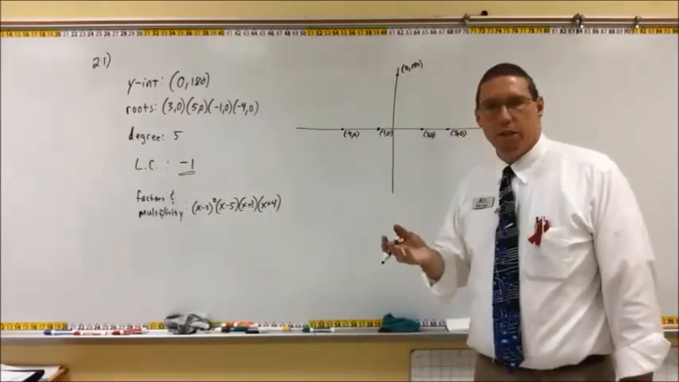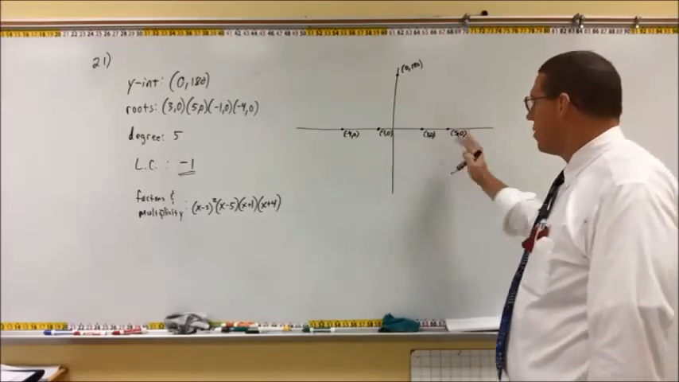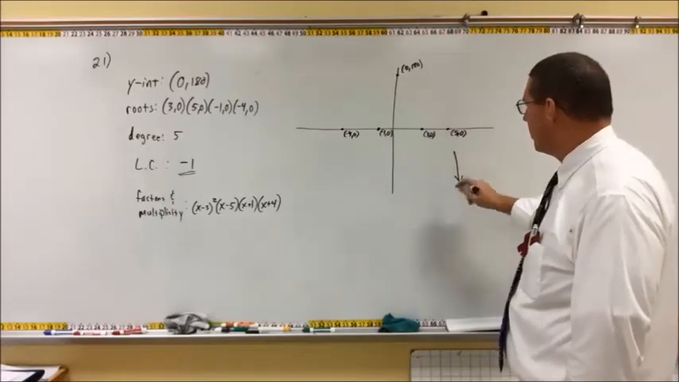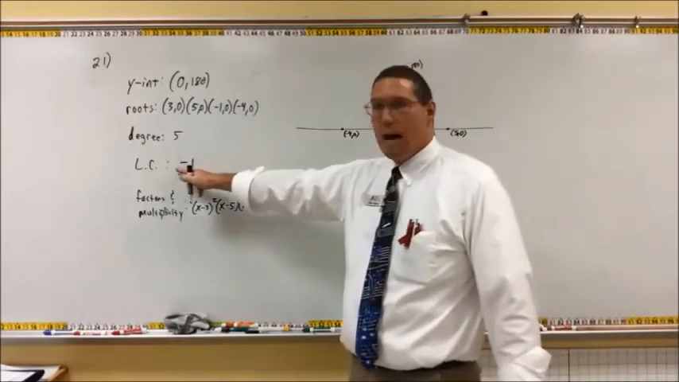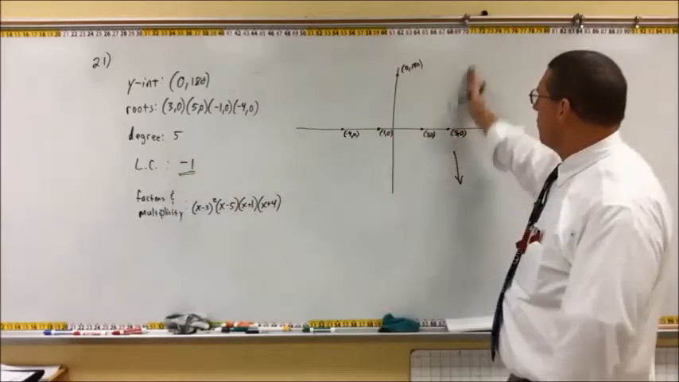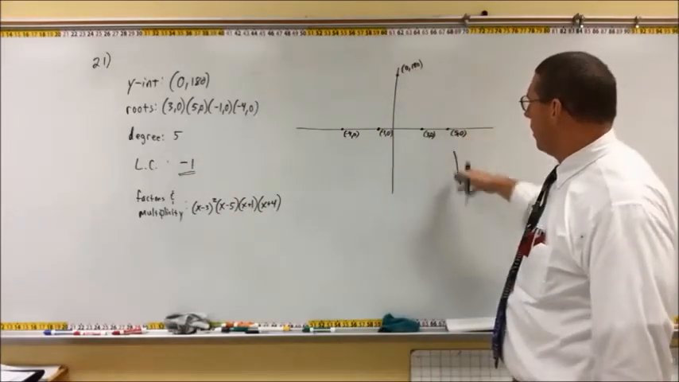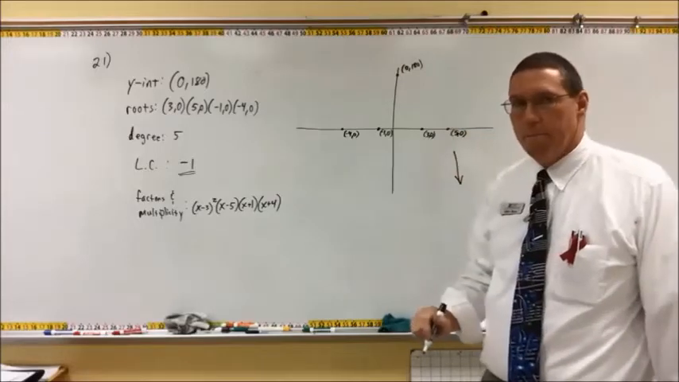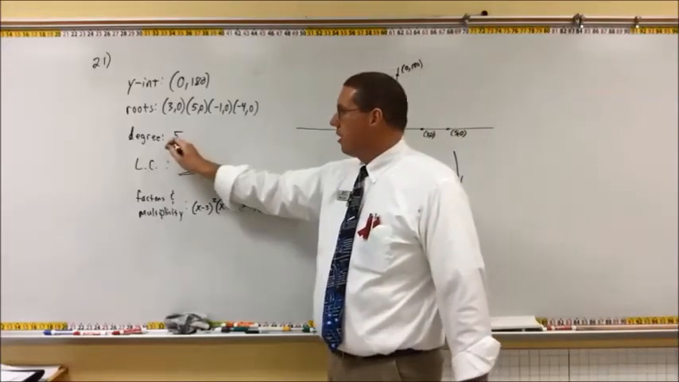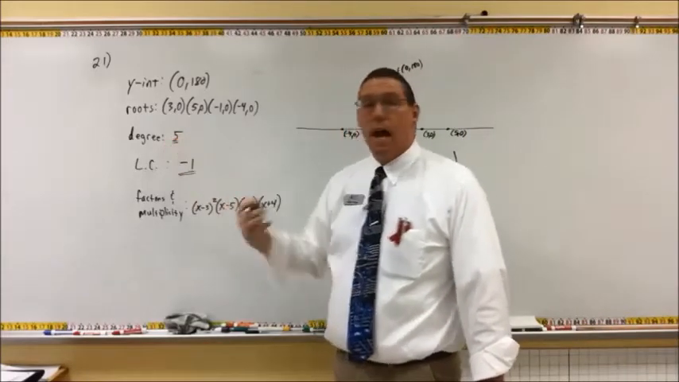Because the lead coefficient is negative, that means the right side of the graph is going to be pointing down. If the lead coefficient was positive, the right side of the graph would point up, but it's not, it's negative, so the right side is pointing down. Then we look to the degree. The degree is 5. That's an odd number.